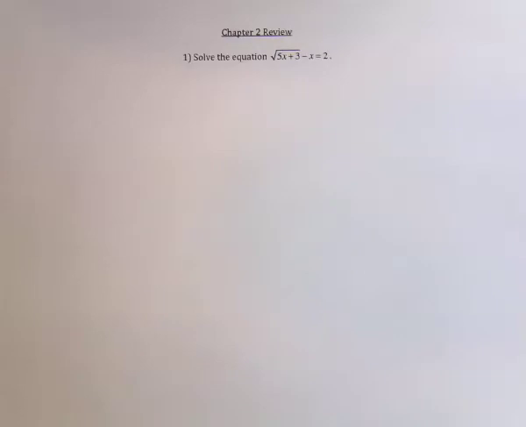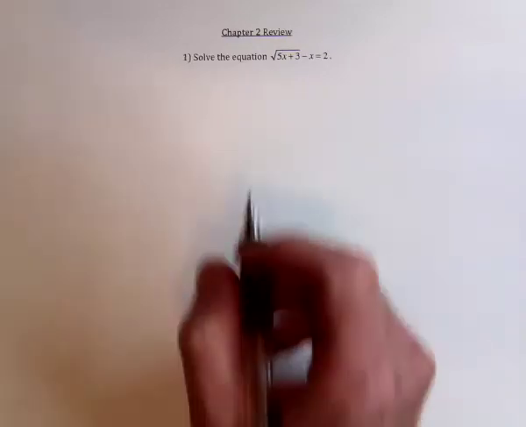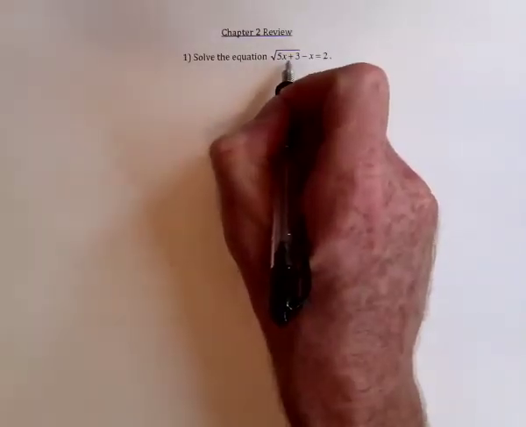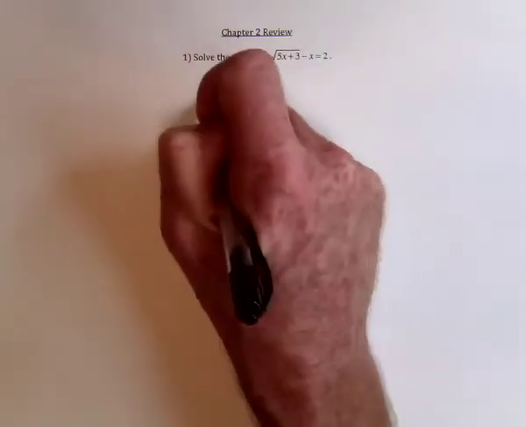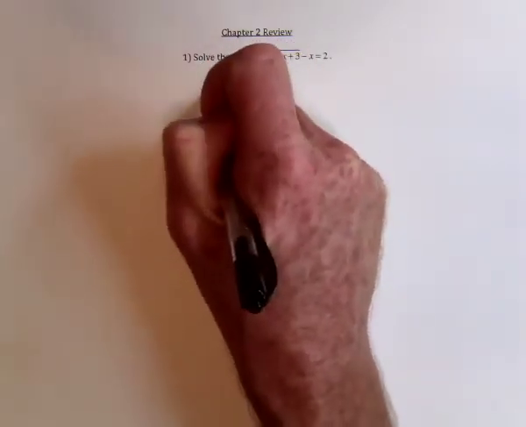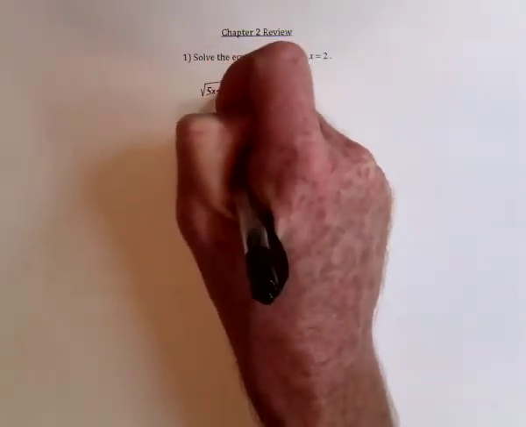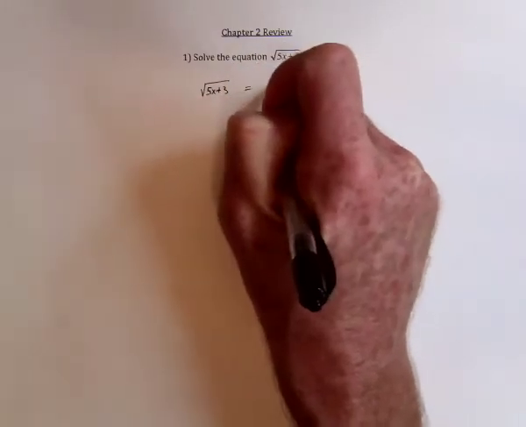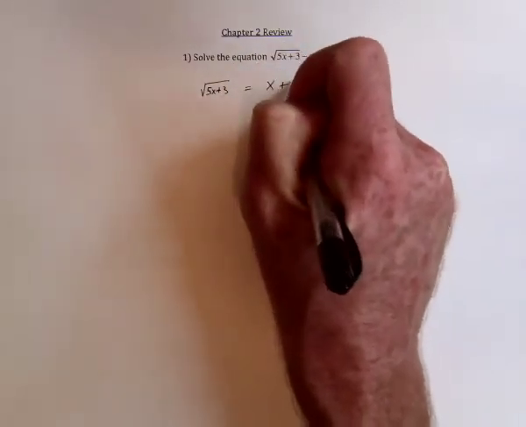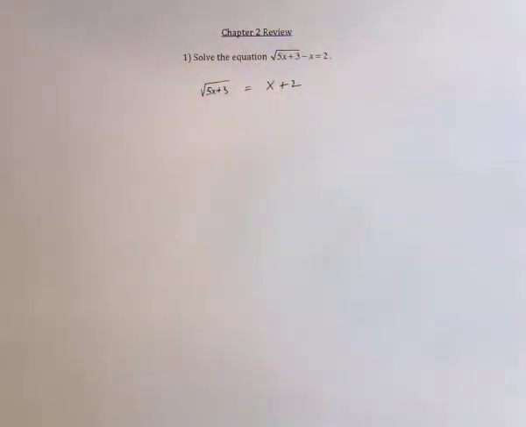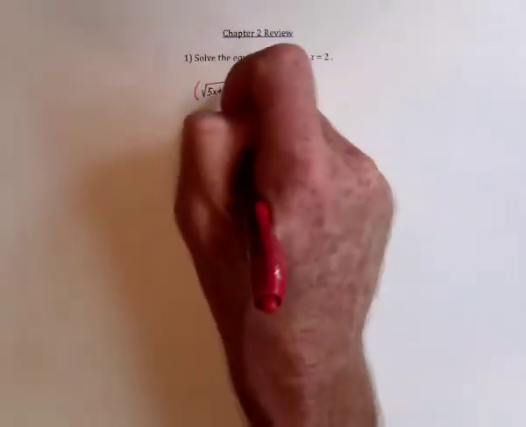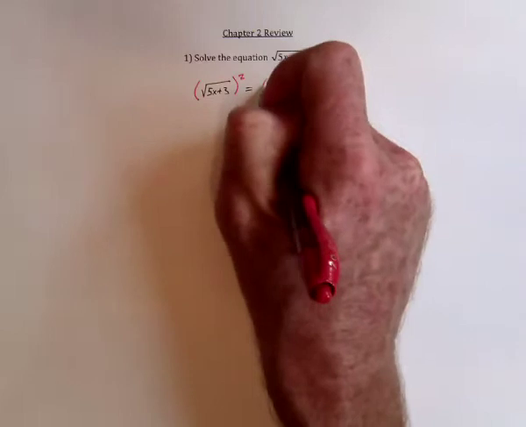Here's a radical equation. The first thing to do is isolate this radical, so we're going to need to add x to both sides. So the square root of 5x plus 3 is on the left-hand side, and then x plus 2 is on the right-hand side. And the reason for doing this is now we can eliminate the radical by squaring both sides.